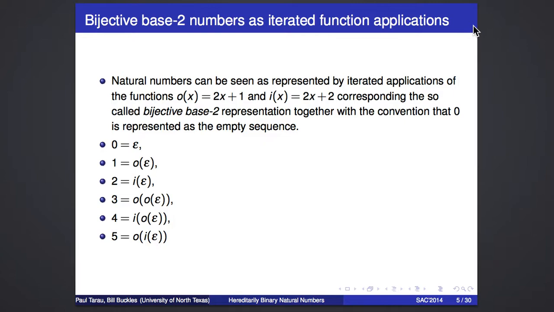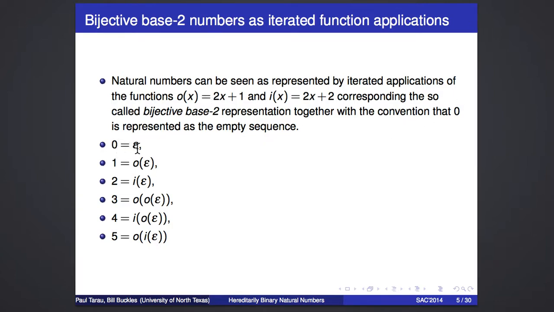base 2 numbers as iterated function applications. We have two functions, O of x, which is 2x plus 1, and I of x, which is 2x plus 2. They stand for O, meaning our 0 notation, and I, our 1 notation. And they are called bijective base 2 representations because they represent every number canonically. Zeros in that case count, and natural numbers are simply iterated applications of those two functions. We have a few of them here.